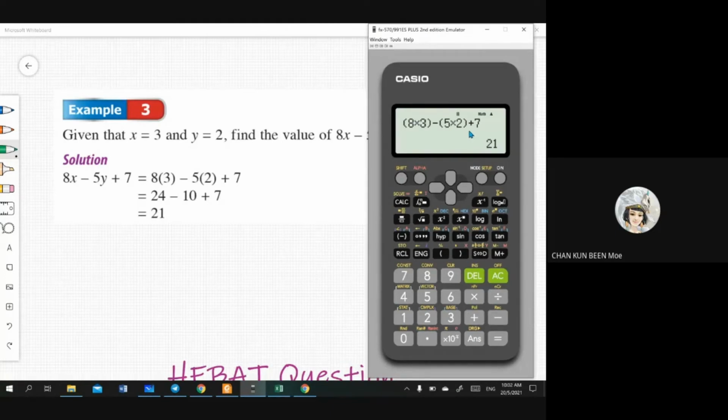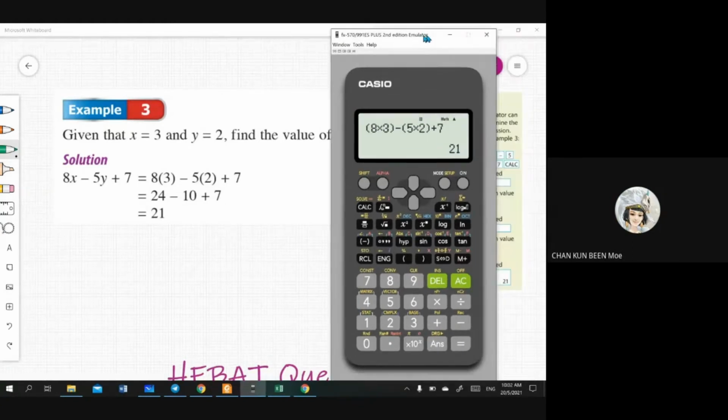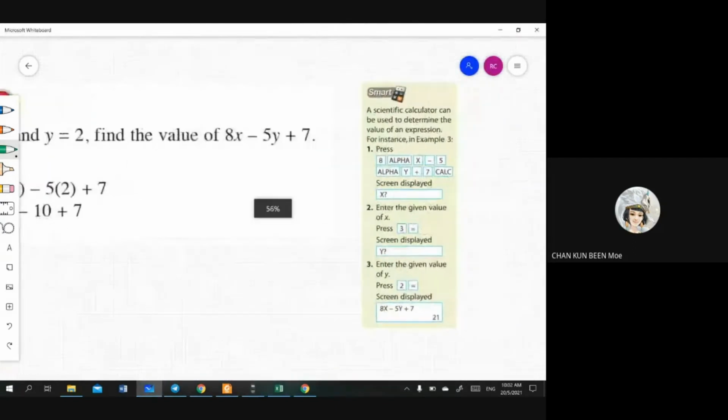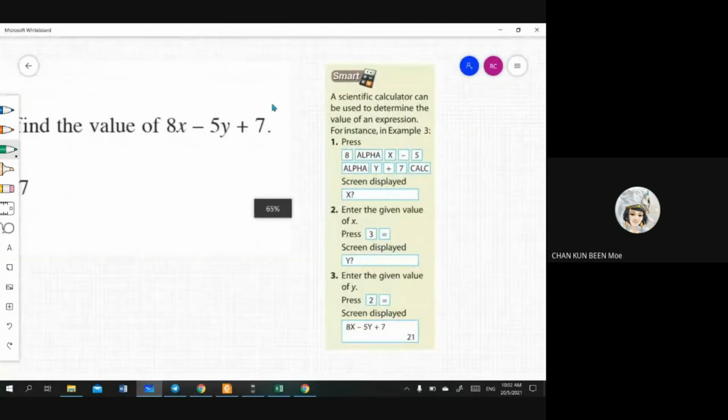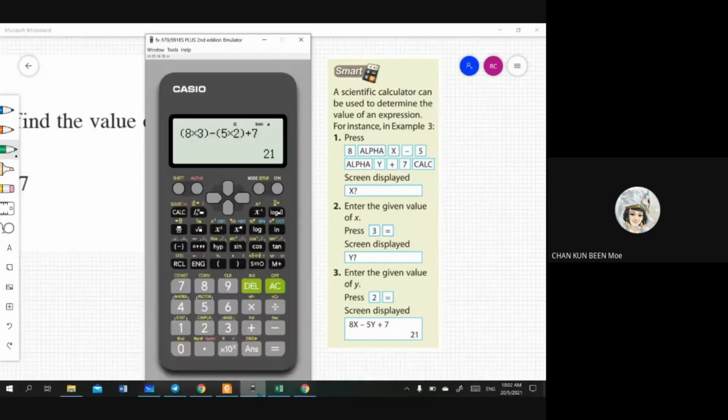Do you get the answer of 21? Yes. Okay, good. So now we are going to try another method that is shown in your textbook. Okay, this is the one. Next time you can just refer to your textbook if you forgot how to do it already. So first, you clear off everything.